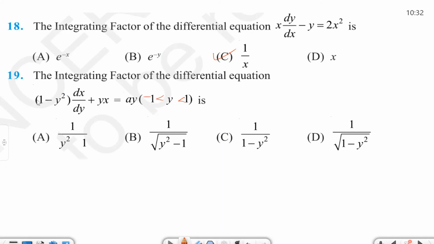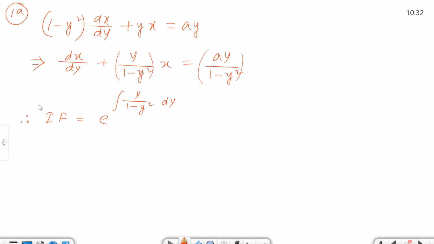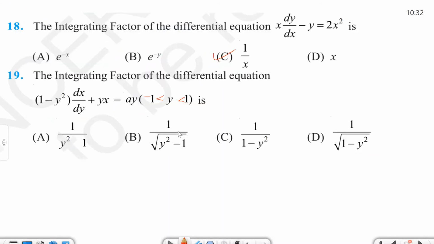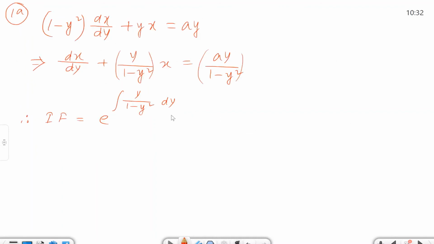This is equal to e to the power integration. The derivative of this is minus twice y, so put minus half outside and write minus twice y over 1 minus y square dy. So this is equal to e to the power minus 1 by 2 into log of simply 1 minus y square, is it?